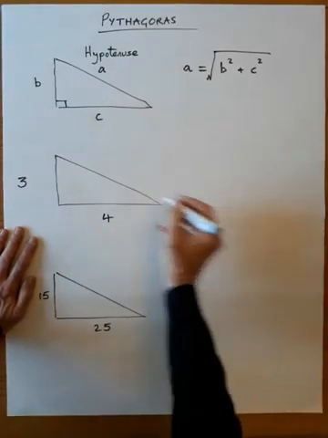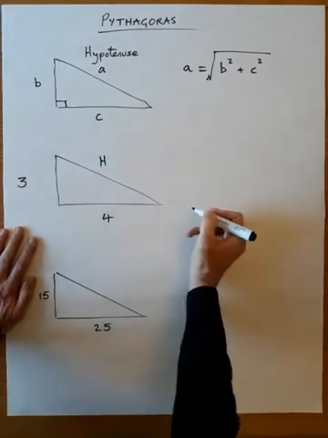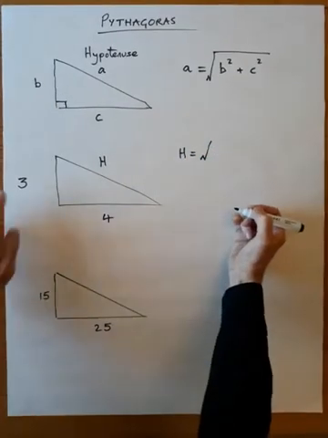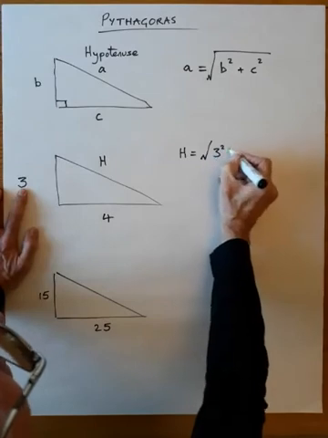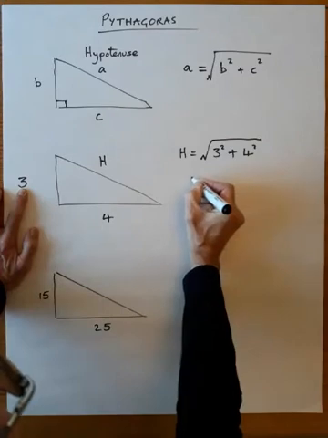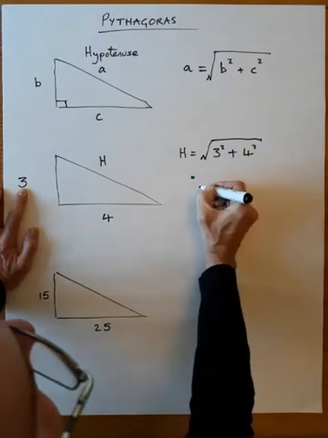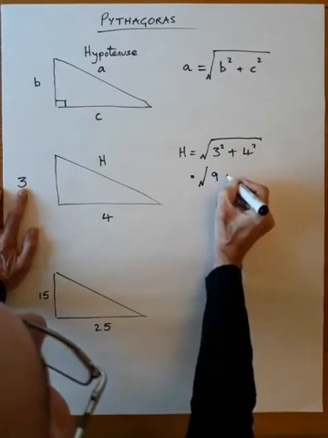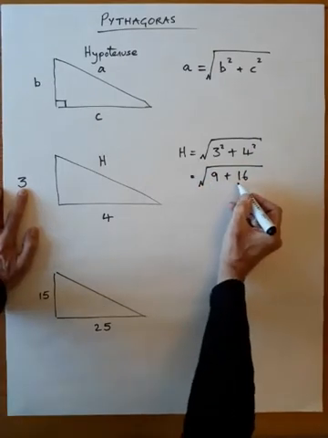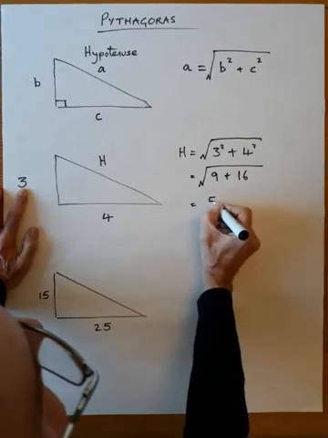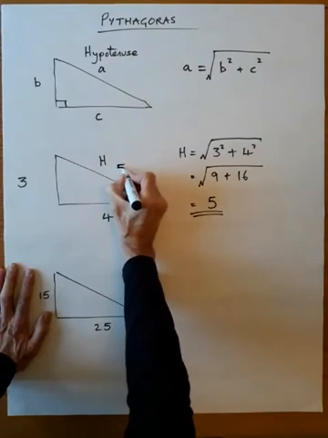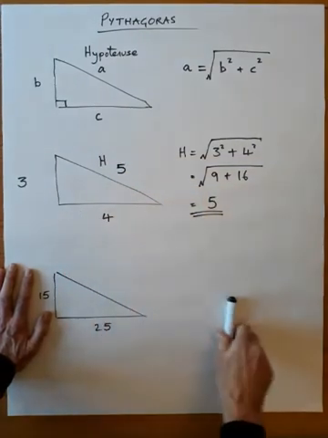We can use Pythagoras. Let's call this the hypotenuse. H equals the square root of 3 squared plus 4 squared, and it's the square root of all of that. So that is the square root of 3 squared is 9 plus 4 squared is 16. The square root of 25 is 5. So this is a 3, 4, 5 triangle.